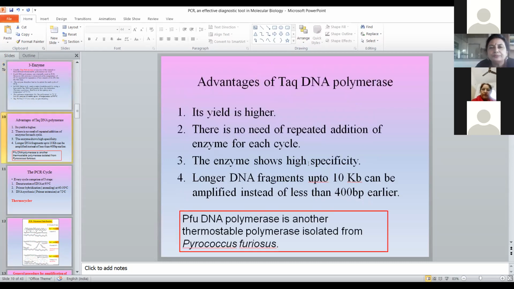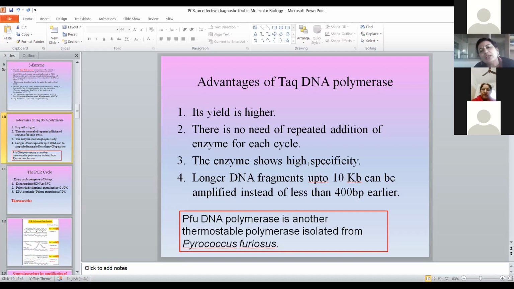What are the advantages of using Taq DNA polymerase? It gives you a higher yield. There is no need of repeated addition of the enzyme for each cycle. We don't have to go on removing the reaction mixture and adding enzyme for every cycle. In the beginning itself, you add Taq polymerase and give the machine the order how many cycles you want to carry out. 10 cycles, 20 cycles, 30 cycles. And you don't need to remove the reaction mixture continuously from the machine. Just add the enzyme, and it will remain stable over all the cycles you've ordered the machine to carry out. Nothing happens to the enzyme.